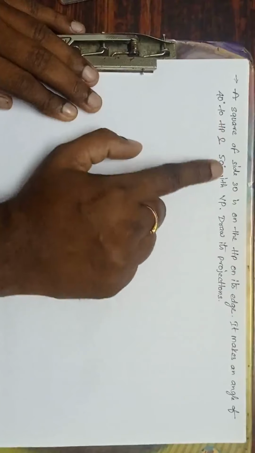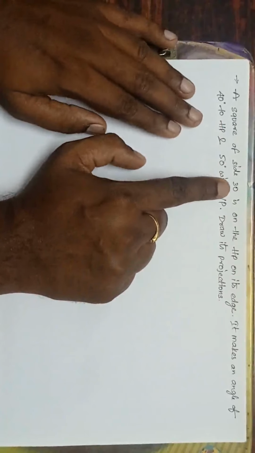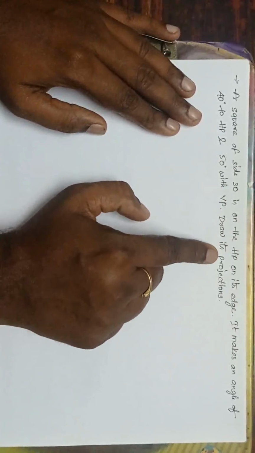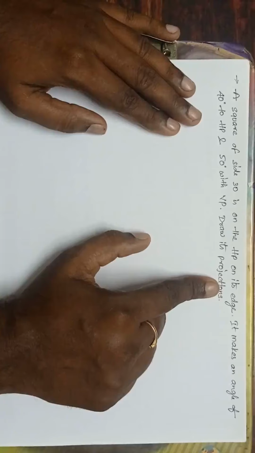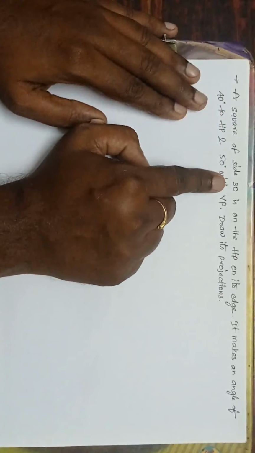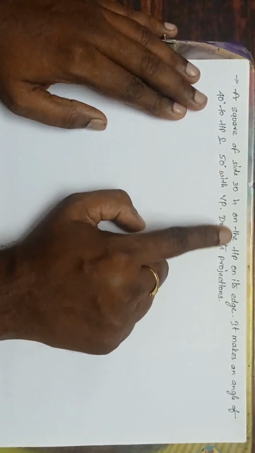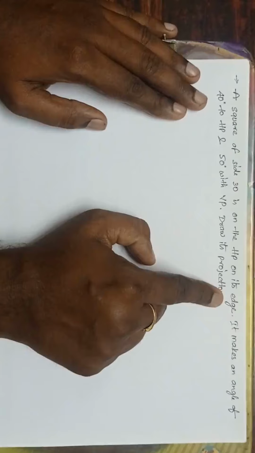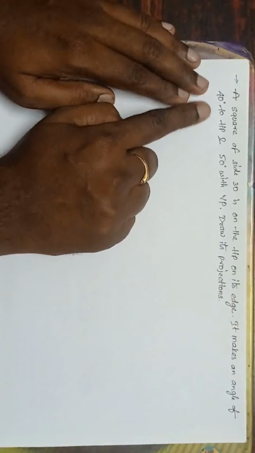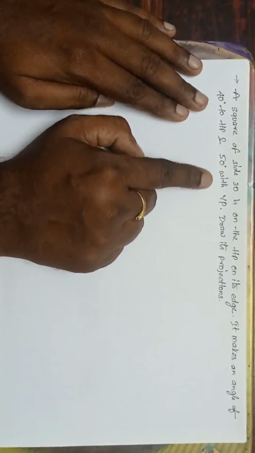A square of side 30 is on the HP, on its edge. What is he telling? He is telling there is a square of side 30, which is on the HP, on its edge. It makes an angle of 40 degrees with the HP and 50 degrees with the VP.